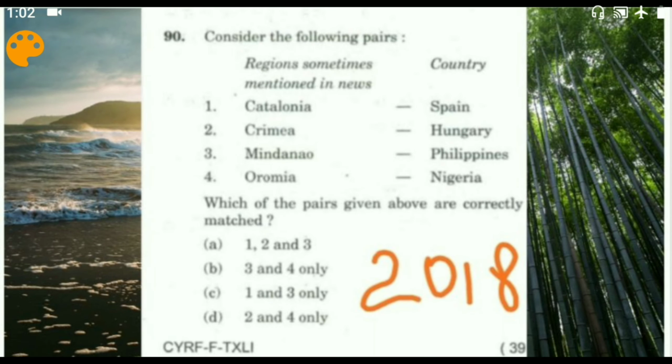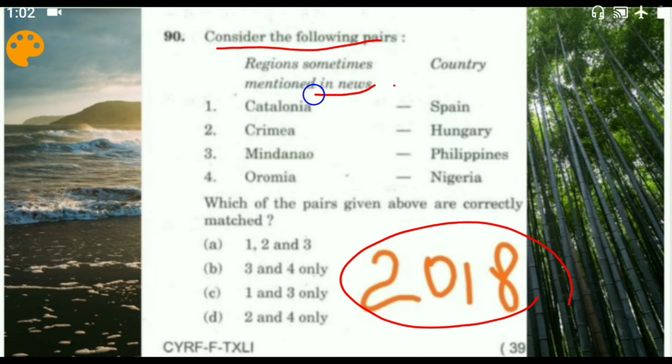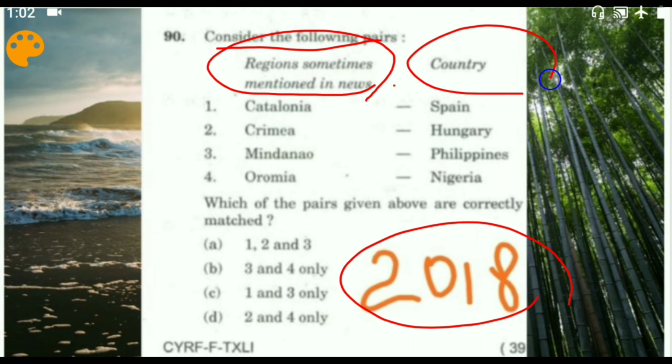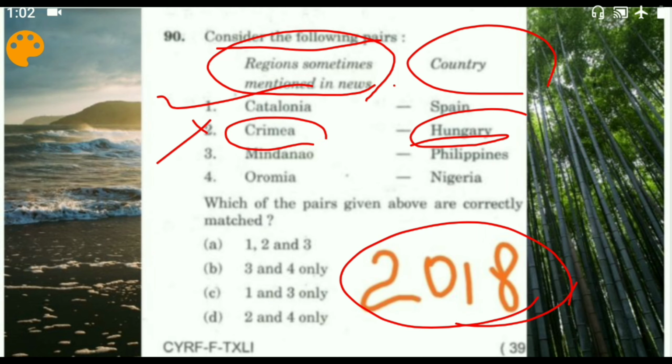Let's discuss some questions which were asked in 2018. Consider the following pairs. One side is regions sometimes mentioned in the news, and the second is the country. First is Catalonia. Catalonia is located in Spain, and they were trying to hold a referendum in 2018 so that they could separate from Spain. So it's a right statement. And the second is Crimea. Crimea is in Hungary. No, it is a wrong statement. Actually, Crimea was part of Ukraine and Russia snatched it from Ukraine. Now Crimea is part of Russia. So the second statement is wrong. So you can eliminate option D and option A.